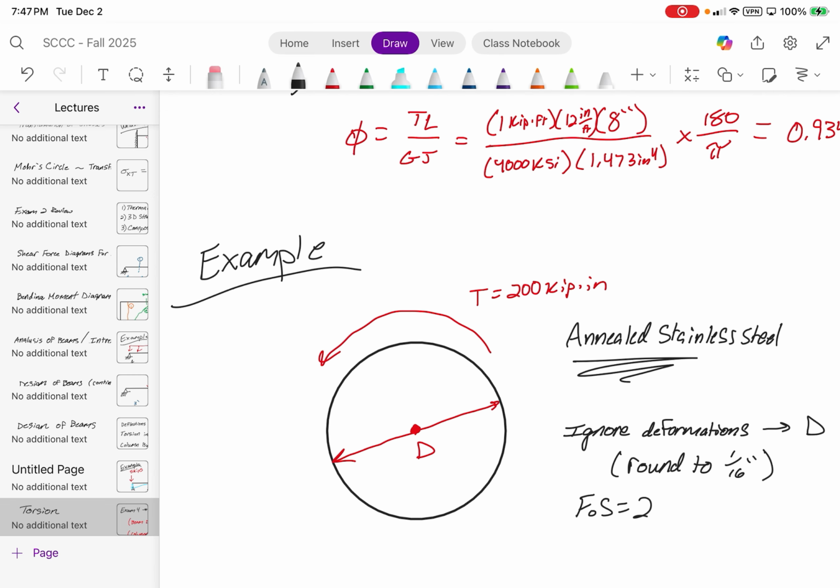You've got to work backwards on this problem. What is the maximum shear stress that the material can handle? 22 KSI. So what is your tau max? 22 KSI. What's our torque? 200 kip inches, right? There's a factor of safety of 2. What does that mean? Multiplied by 2. So what's our torque that we're using for design? 400 kip inches.